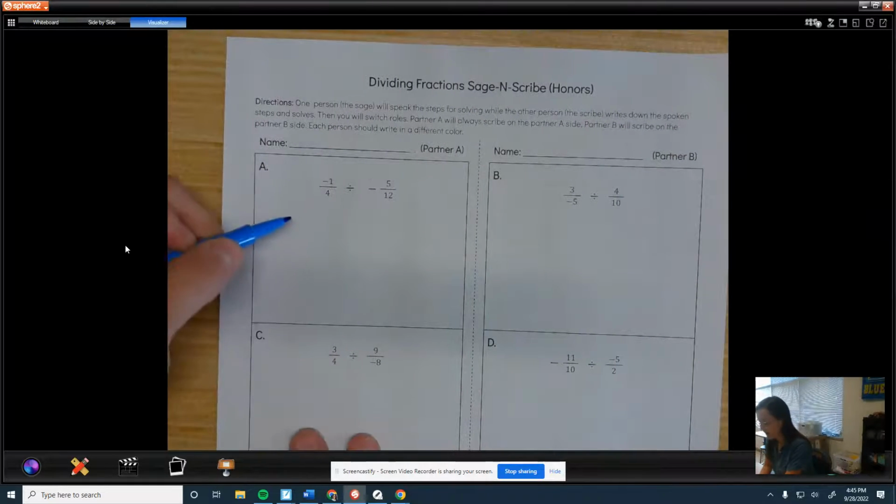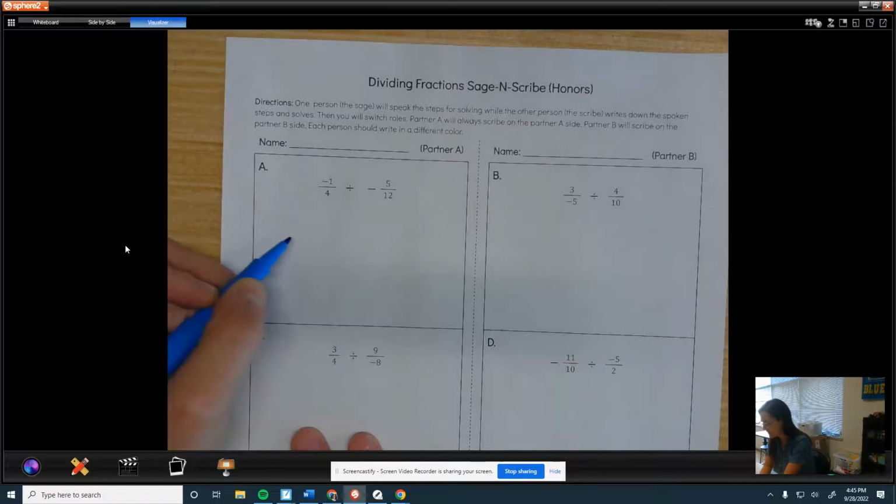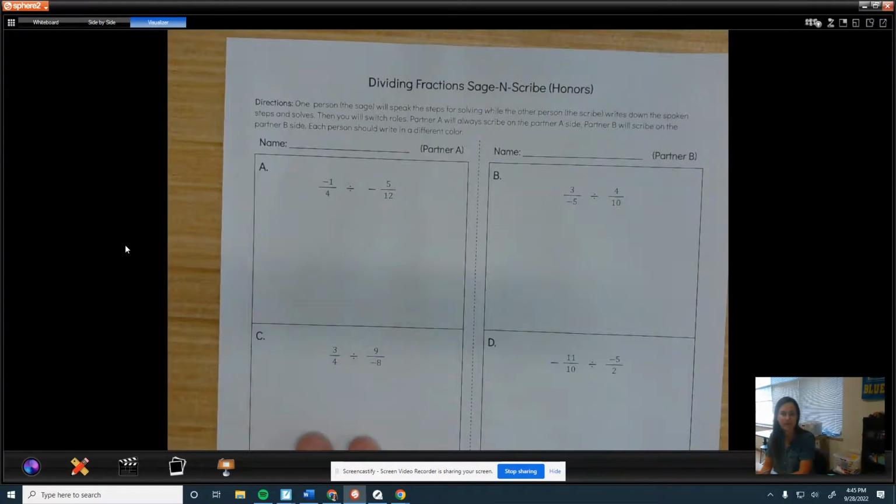So if I were partner A, I would have to wait till my partner tells me exactly what to do. They should say something like, okay, copy down -1/4, change the division sign to multiply, flip the third fraction, then tell you exactly what to put to solve it and simplify it. So this is going to take some teamwork. I'm curious to see how this goes for you guys because I want to try this again sometime.